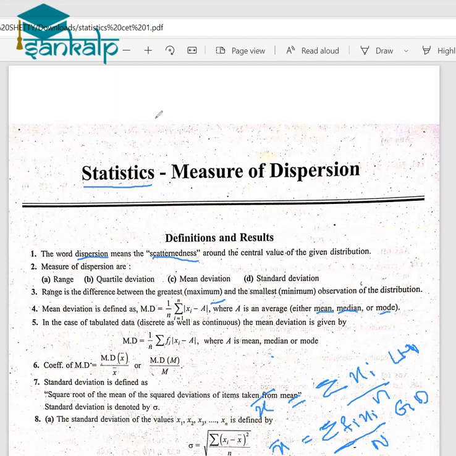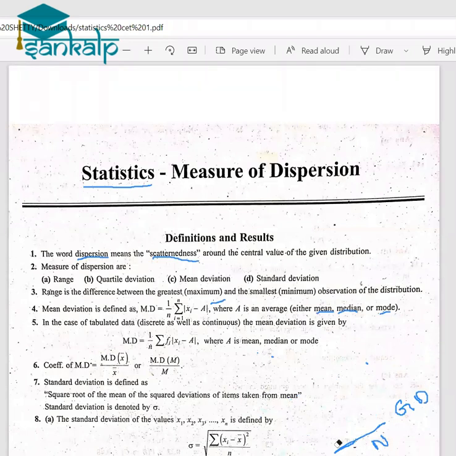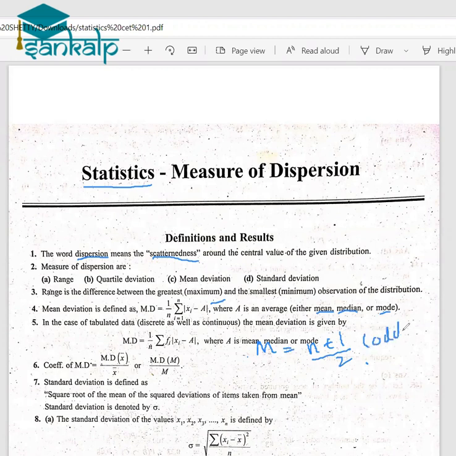Next, the formula for median. In case of median, there are again two formulas. The first formula: median is equal to the (n plus 1) upon 2th term when n is an odd number.